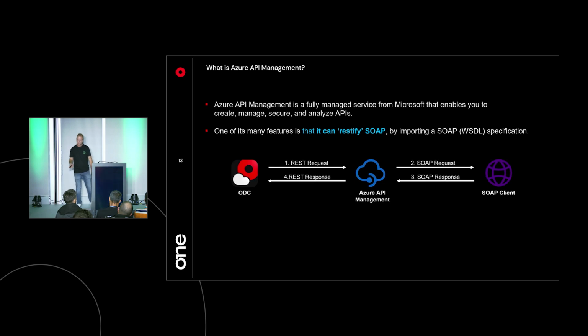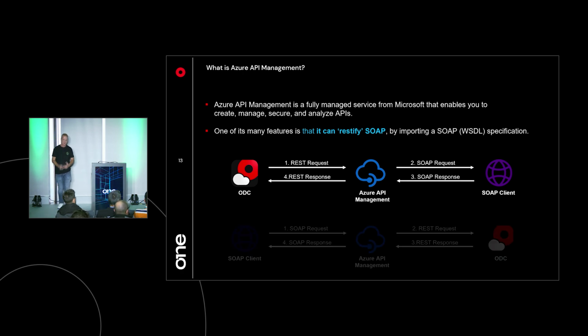So how does that look? On the left side you have ODC. On the right side we have the SOAP service that we want to consume in this case. So ODC sends out a REST request. It has no SOAP. The only thing I can do is REST. The middleware, the API management, will translate this REST request to SOAP. It will call the SOAP service. The SOAP service will create a response, which goes back to the API management tool, which translates this SOAP response into a REST response. So this is basically the flow.